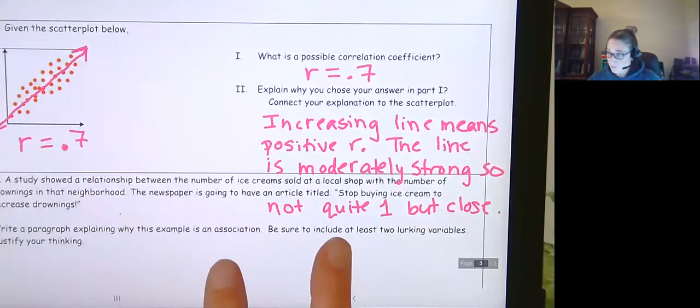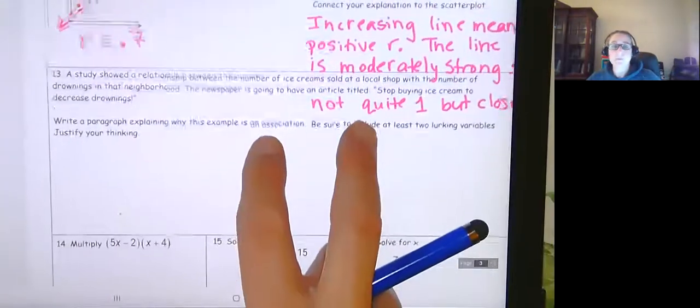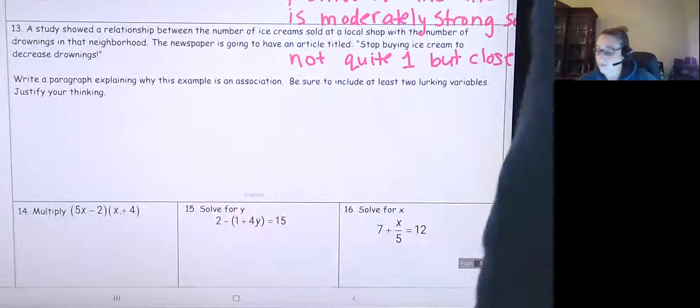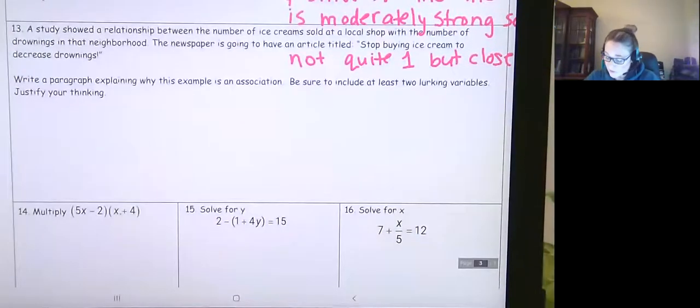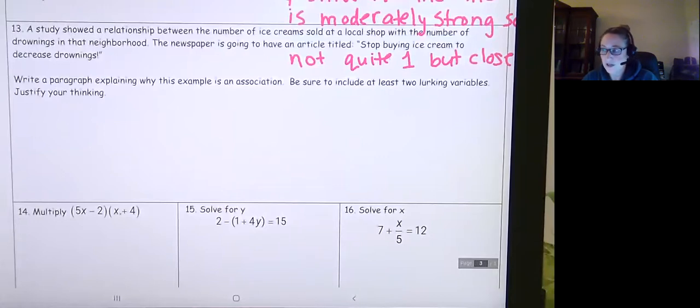Okay, so on number 13, a study showed a relationship between the number of ice creams sold at a local shop with the number of drownings in that neighborhood. The newspaper is going to have an article titled, Stop Buying Ice Cream to Decrease Drownings. So this is kind of like that video I posted for you guys, or showed you guys in class, where it says ice cream kills. And that was meant to show you guys that sometimes there's a correlation, meaning there's a relationship. It can be modeled by a line, but it is not the cause.